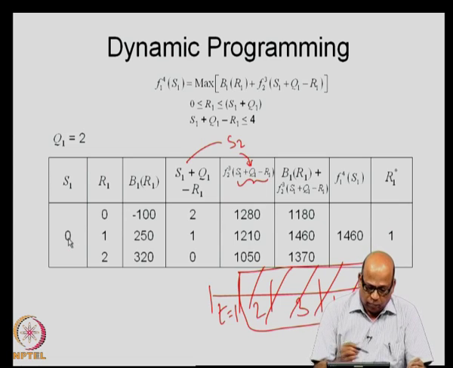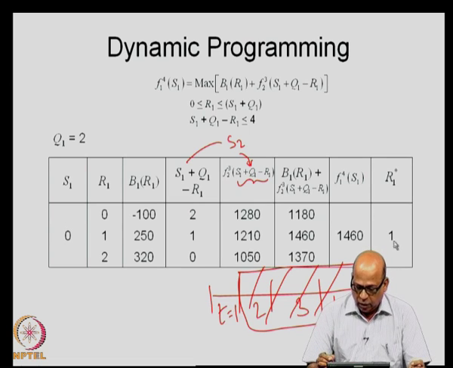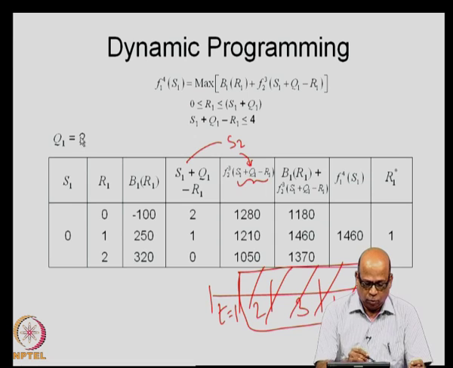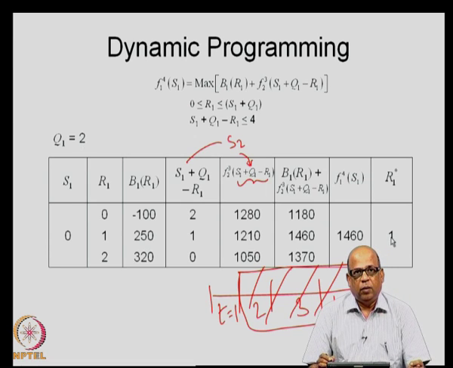Now, we have to trace back. How do we trace back? In period t equal to 1, you started with the storage of 0, you got an inflow of 2. So, 0 plus 2 minus 1, the release that you made, which is 1, will be the storage at the beginning of the next time period, which is t equal to 2.